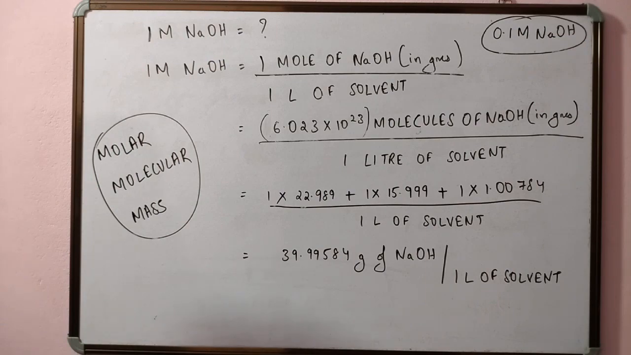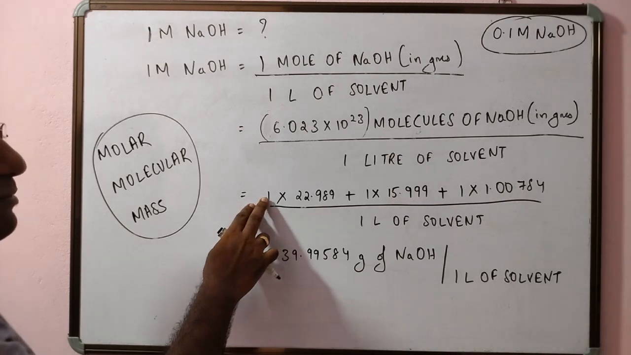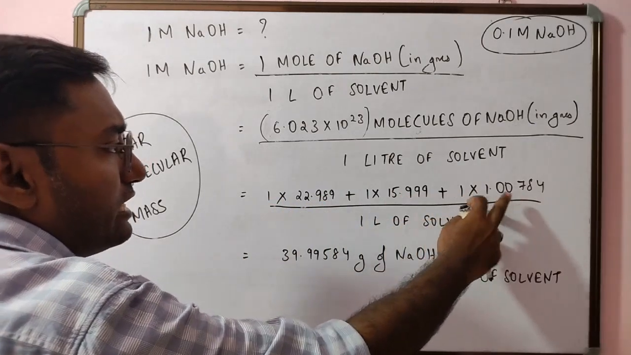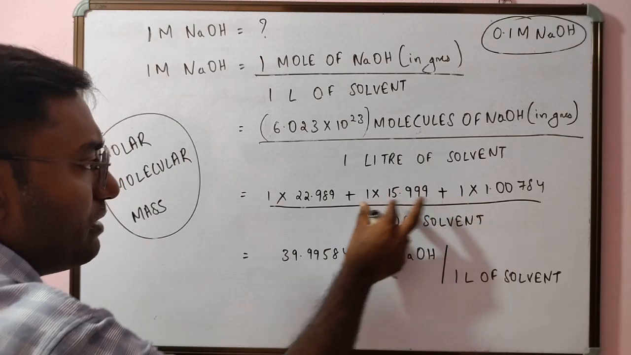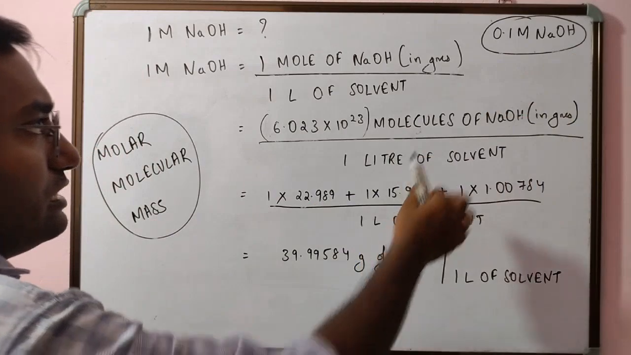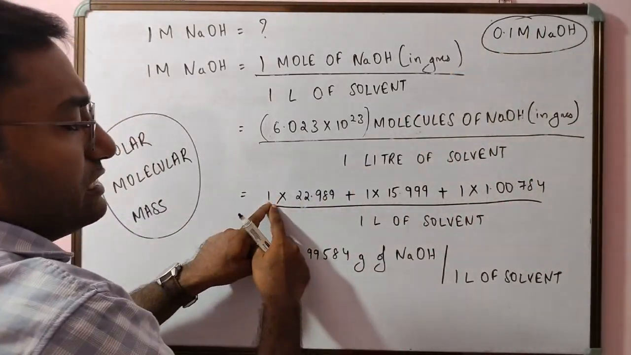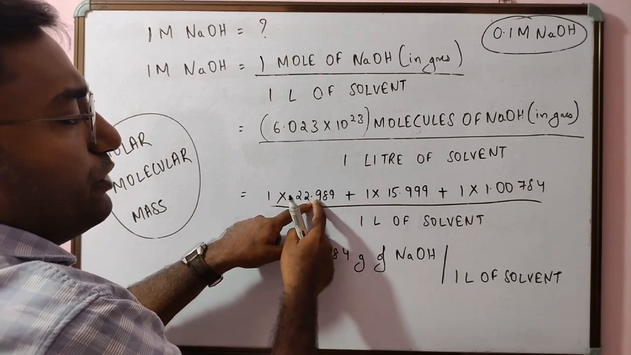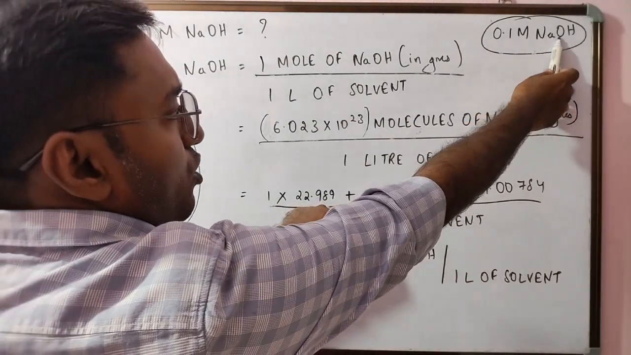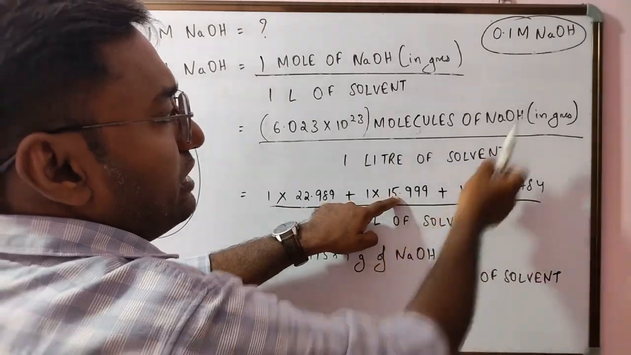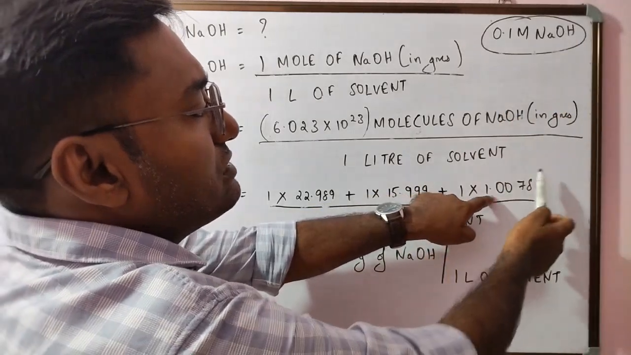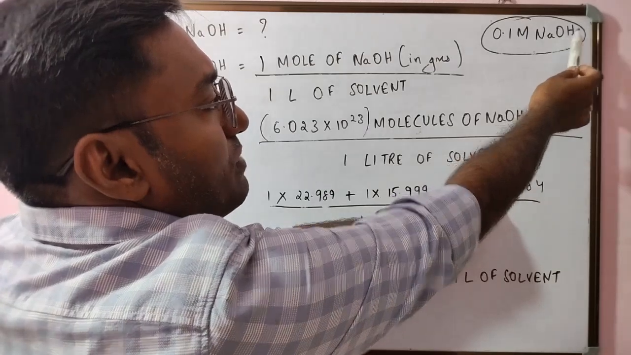It is obtained in 2 steps. First, by multiplication of the number of moles with the individual atomic masses, and then by summing up these multiplied values. Now, for NaOH, 1 mole of Na is present. That's why I have written 1, and 22.989 is the atomic mass of Na. Similarly, 1 mole of oxygen and 15.999 is the atomic mass of oxygen, and 1 into 1.00784, which is the atomic mass of hydrogen.